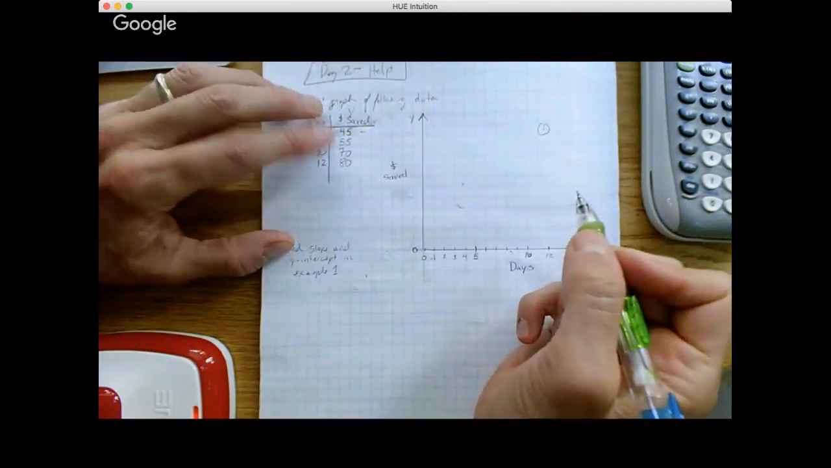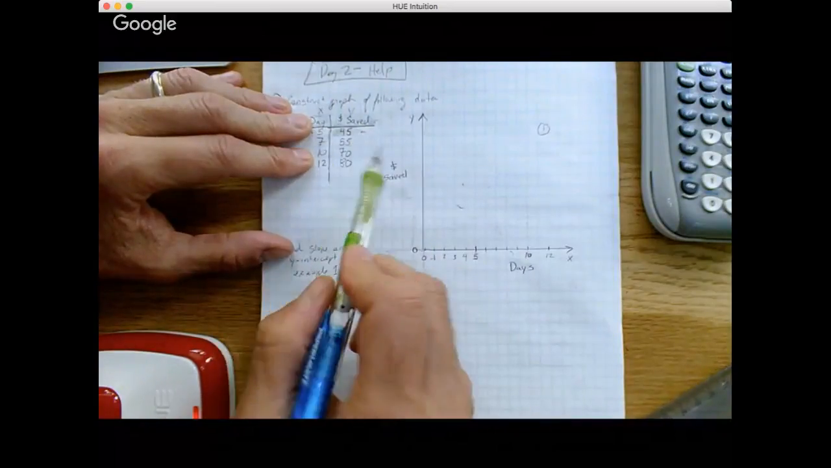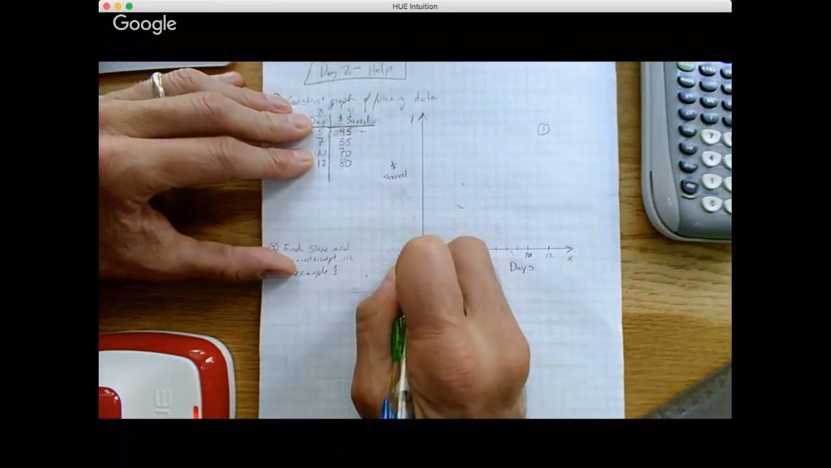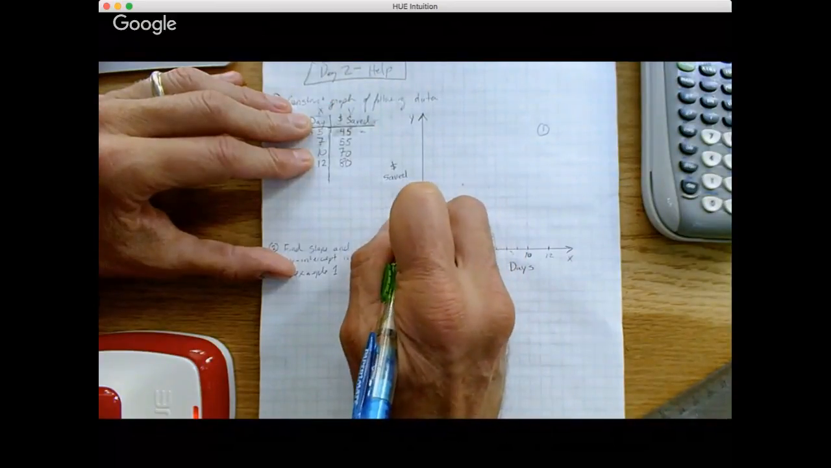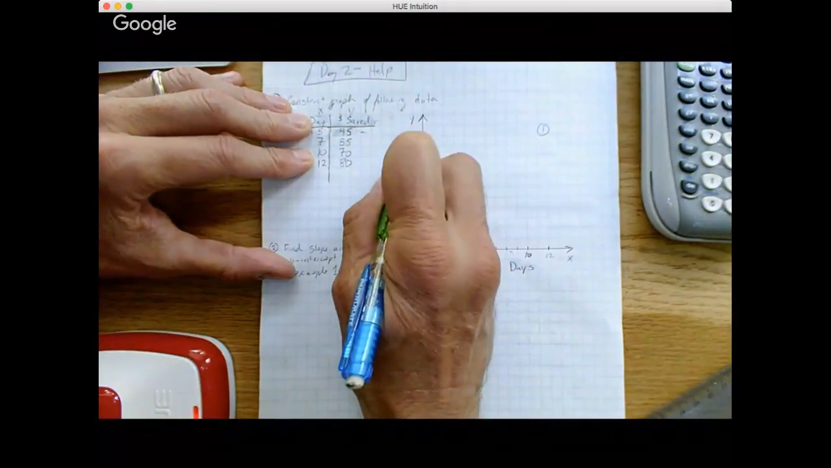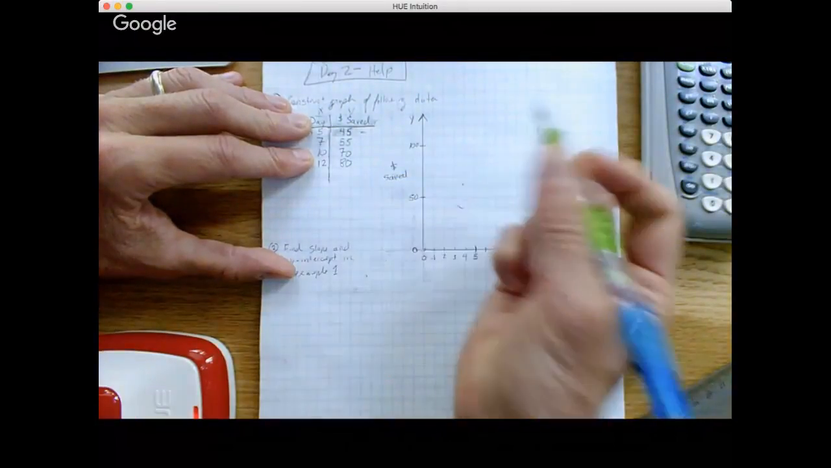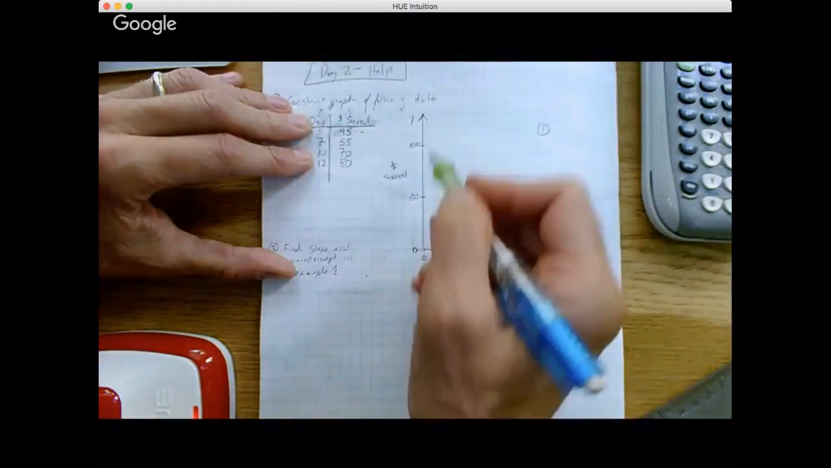We have to make sure that all of these numbers are going to fit. So let's try 10, 20, 30, 40, 50. This is going to fit. 60, 70, 80, 90, 100. So at least this data will all fit. Maybe you wanted to count by 8s or something, but counting by 10s is easy.